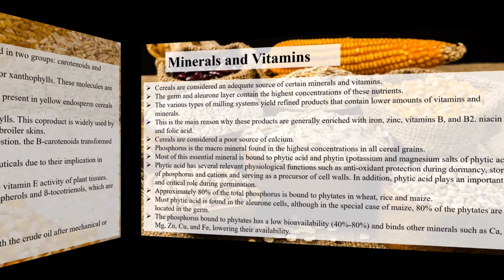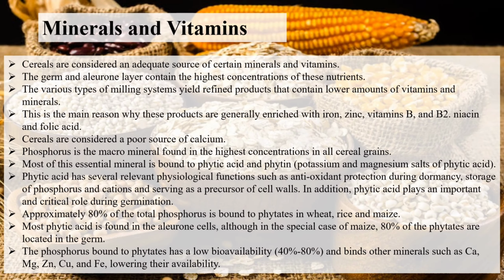Next up is minerals and vitamins. Cereals are considered an adequate source of certain minerals and vitamins. The germ and aleurone layer contain the highest concentrations of these nutrients. The various types of milling systems yield refined products that contain lower amounts of vitamins and minerals. This is the main reason why these products are generally enriched with iron, zinc, vitamins B1 and B2, niacin, and folic acid. Cereals are considered a poor source of calcium.